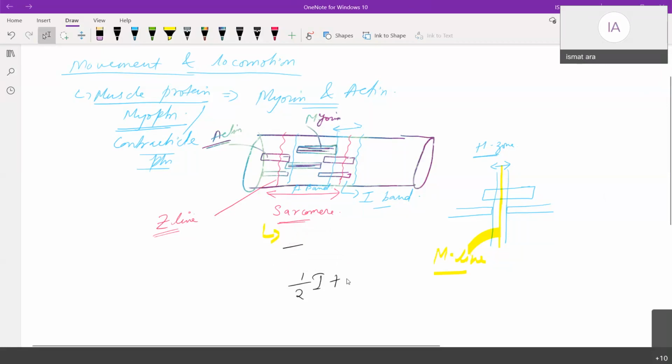So half I plus we are using complete A band, one A band and half I band. Okay, half I plus one A plus half I. This is the total unit of sarcomere. Half I band plus one complete A band plus half I band. The total thing is a complete sarcomere. Is it clear with you? Yes, this one is clear now.